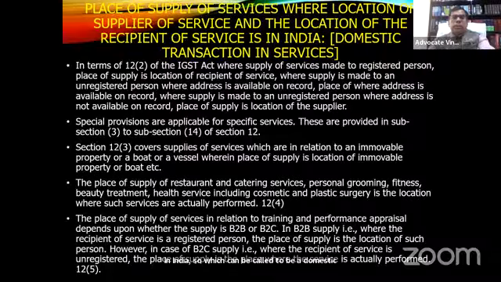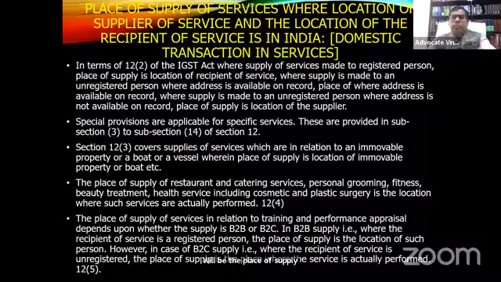So how is the place of supply determined in such a domestic transaction where both the supplier and the buyer are based in India? Here the default rule, which is in section 12, subsection 2, says that where the supply of service is made to a registered person, then the location of the recipient of service will be the place of supply.